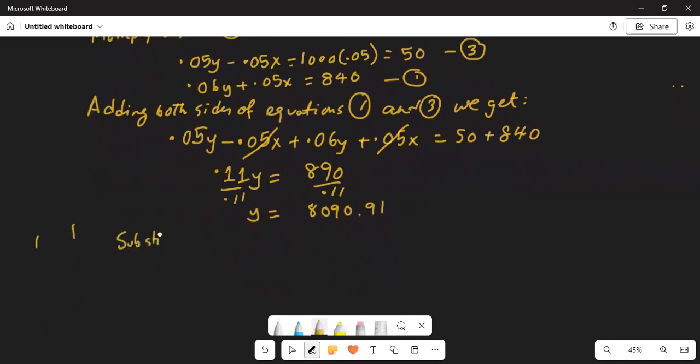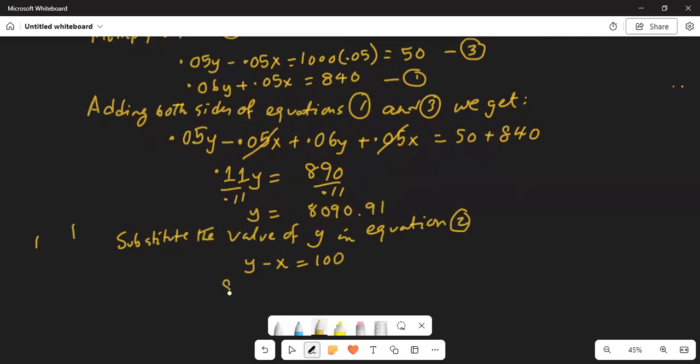Substitute the value of y in equation 2, which is y minus x is 1000. So if I plug in, substitute the value of y, 8090.91 minus x is equal to 1000.